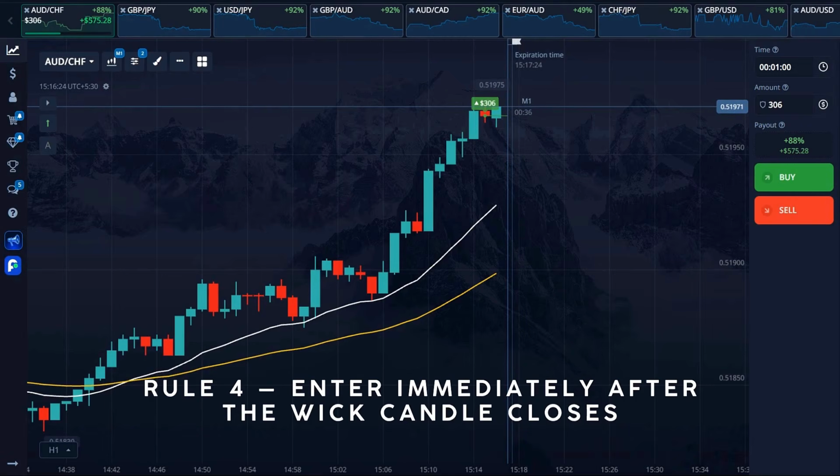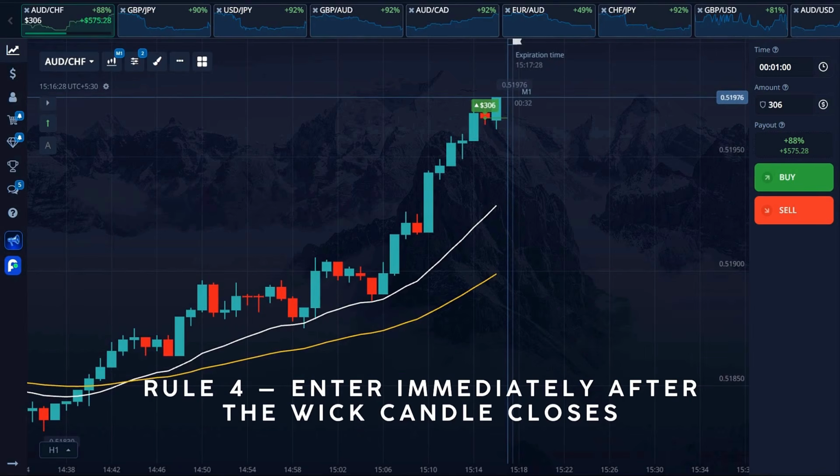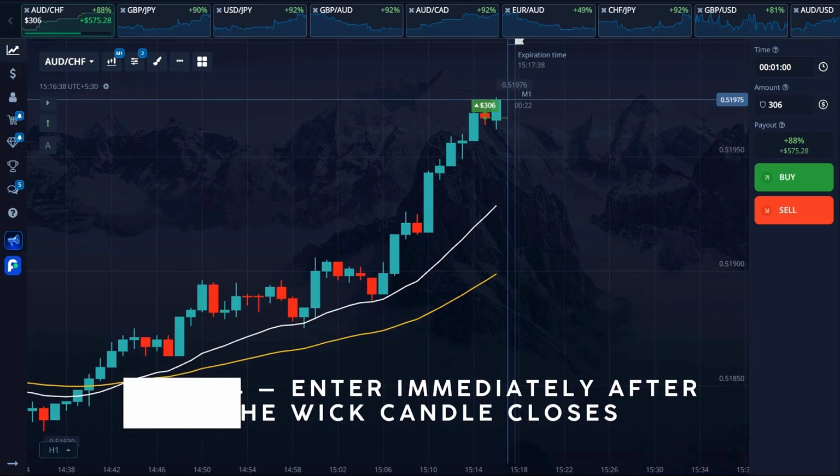Rule 4. Enter immediately after the wick candle closes. Once the wick candle closes at the cycle minute, for buy, enter after a strong lower wick. For sell, enter after a strong upper wick. Expiry, 1 or 2 minutes depending on market speed.